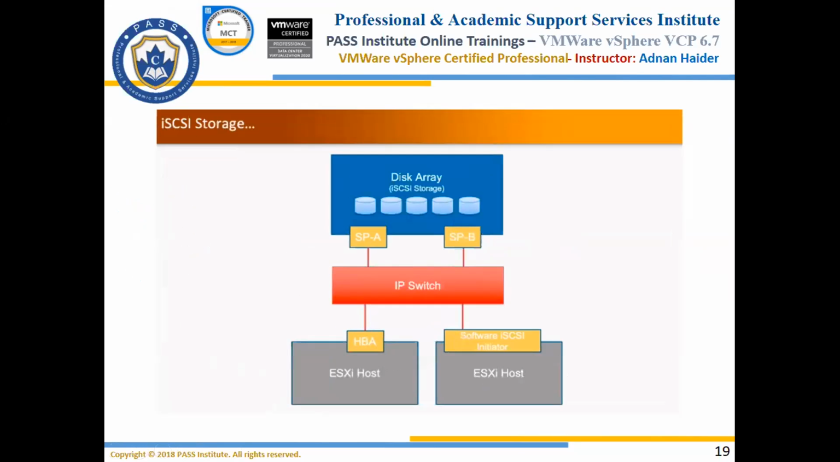Guys, the third type of storage is iSCSI storage. As I said, it is a block level storage. So iSCSI storage, number one, it's a block level storage. Block level storage, always remember that it is fast. Number two, it is a fast storage. Number three, it is cheaper than FC.